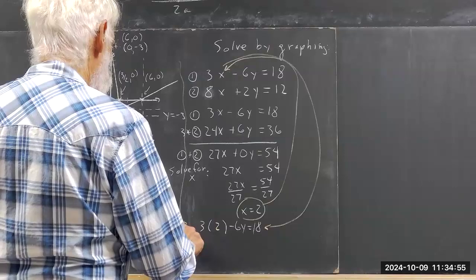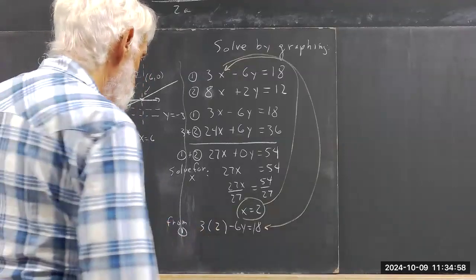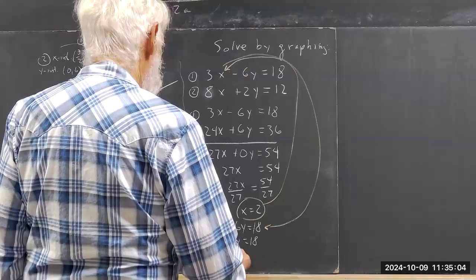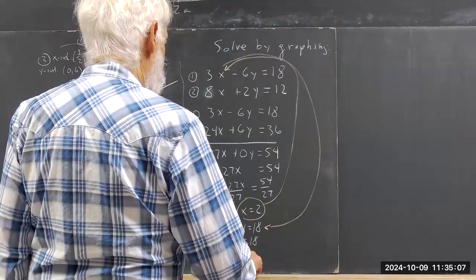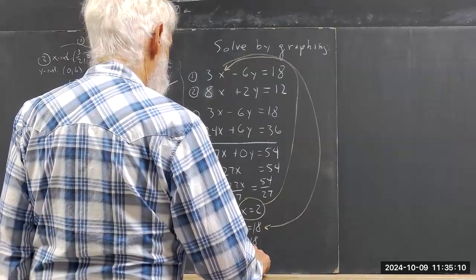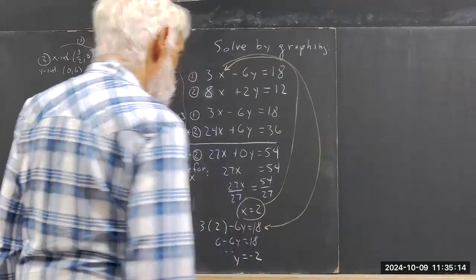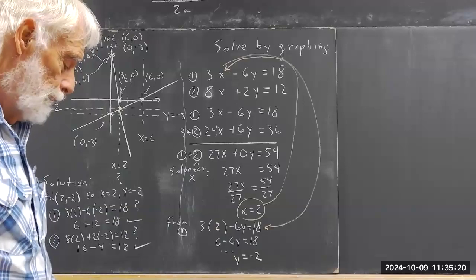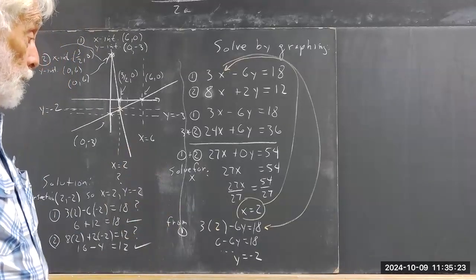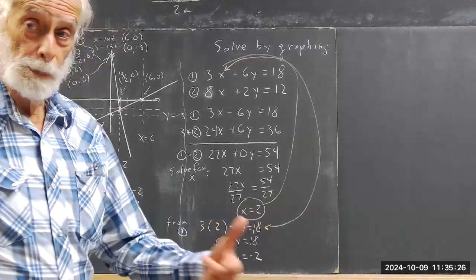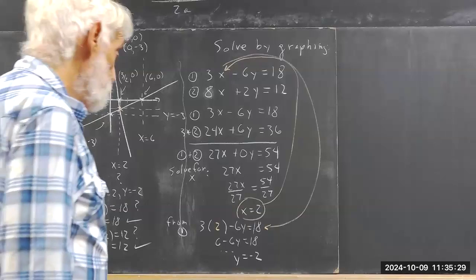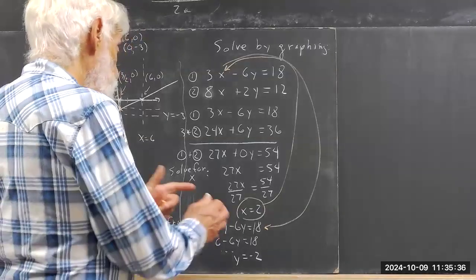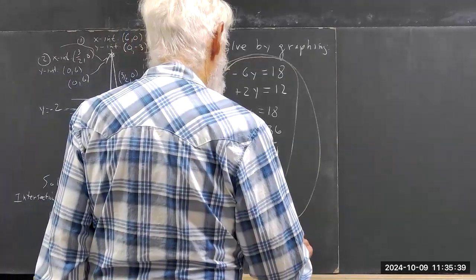Just to document, I say from equation 1, we get to this. Well, this gives us 6 minus 6y equals 18. So we subtract 6 from both sides. And then we divide by negative 6, and we get y equals negative 2. Now, y'all have been good from the start at solving linear equations, so I just put the dots in here because I think everybody can solve those. Okay? If not, you really need to go back and review because that's a pretty simple equation to solve. So we need to maintain that skill. Okay, so, solution.